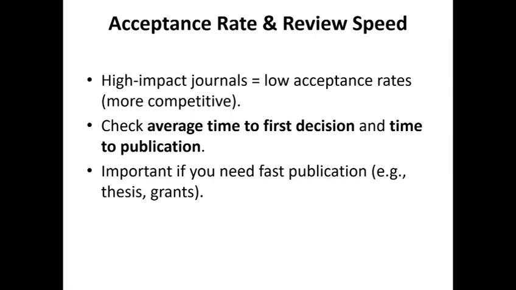If you need fast publication, you can go for a journal accordingly. For example, sometimes if you want to present or submit your thesis, you need one research article published. If that kind of criterion is coming, you can go for fast publication, but don't go for predatory journals.